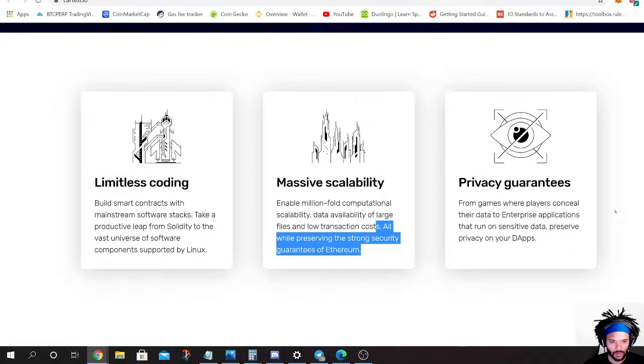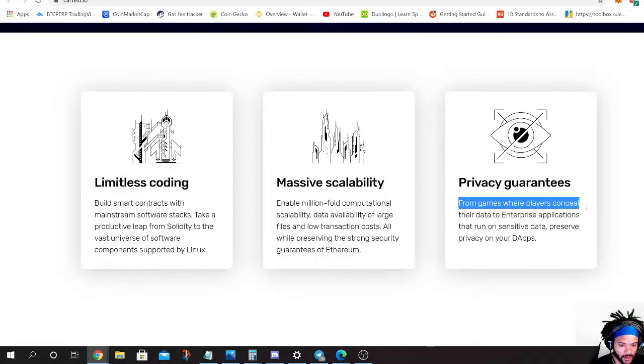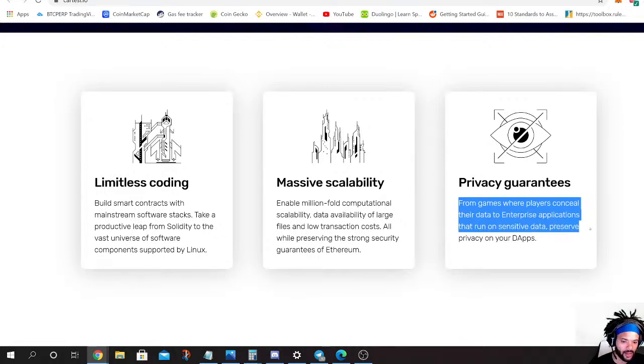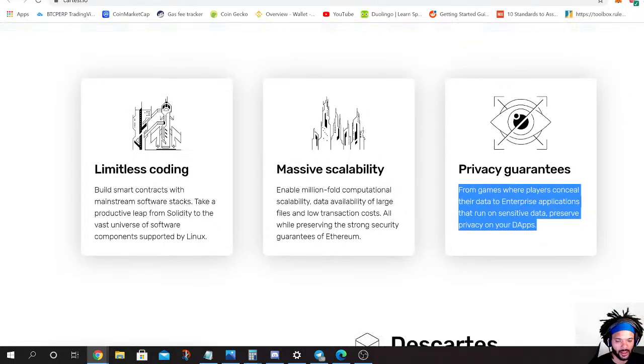So what we would do is our ripcord on Cartesi. We would check out the team of Cartesi, and then we would make our decisions from there. After we know, again, what Bitcoin does, right? Because Bitcoin is moving the market first. Privacy guarantees. From games where players conceal their data to enterprise applications that run on sensitive data, preserve privacy on your dApps, your decentralized apps.